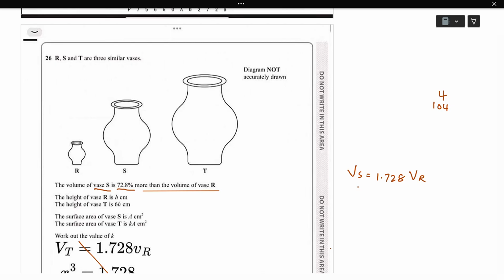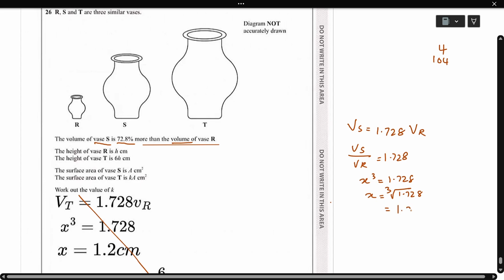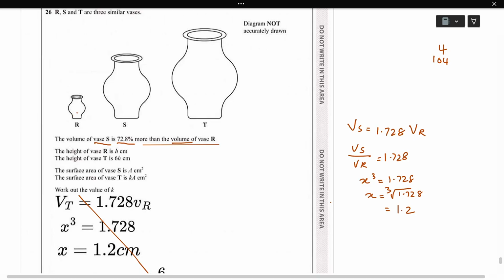This is the first thing. From here, volume of S over volume of R equals 1.728. The volume factor is the scale factor cubed, so x cubed equals 1.728. So x equals the cube root of 1.728, which is going to be 1.2. So the scale factor from R to S is 1.2.